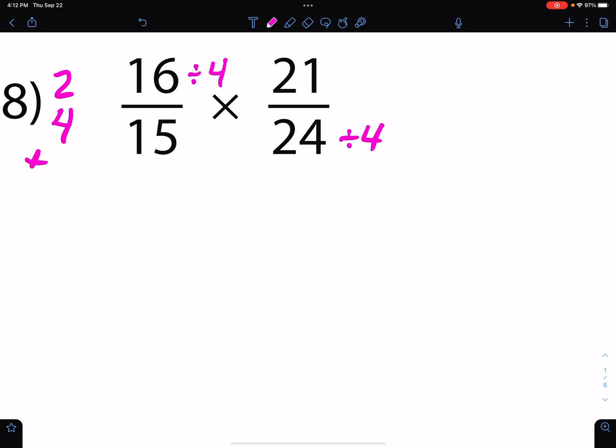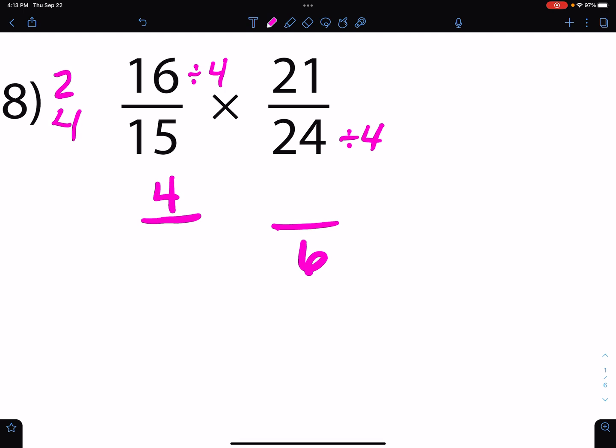Now, if you're an extremely intelligent kiddo and you know your factors, 8 is also one. But let's just stick with 4 on the off chance that we got stuck and we could just see the 4, okay? So I'm going to rewrite this. 16 divided by 4 is 4. 24 divided by 4 is 6, okay?